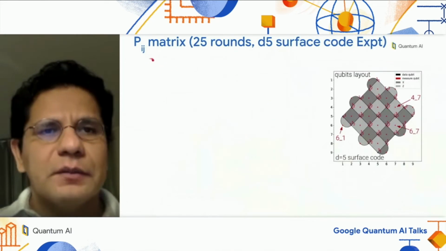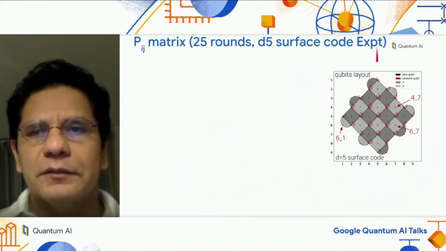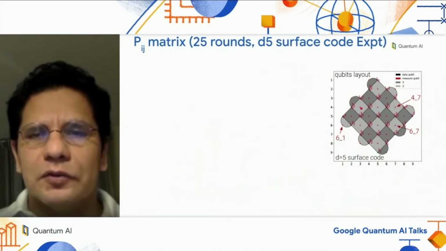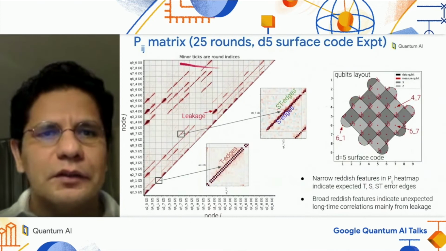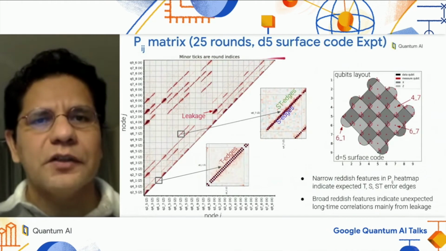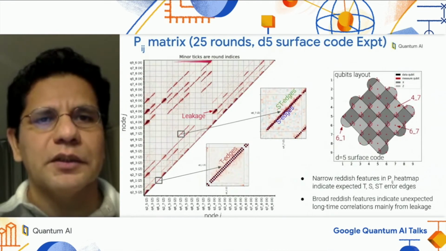As a second example, here I illustrate the PIJ matrix for a 25 rounds distance 5 surface code experiment. This is the qubit layout. Red dots are major qubits, and these black dots are the data qubits. This is how the PIJ matrix looks. It looks much busier compared to the PIJ matrix for a repetition code, and this is because there are more errors happening in the surface code.